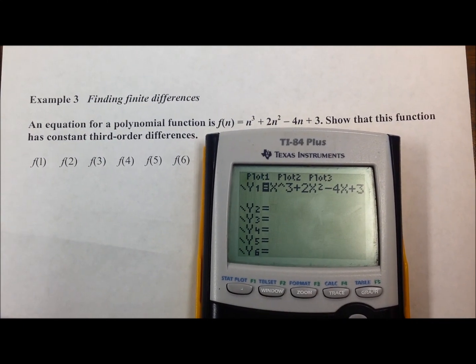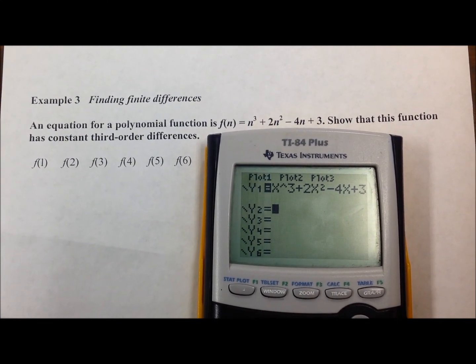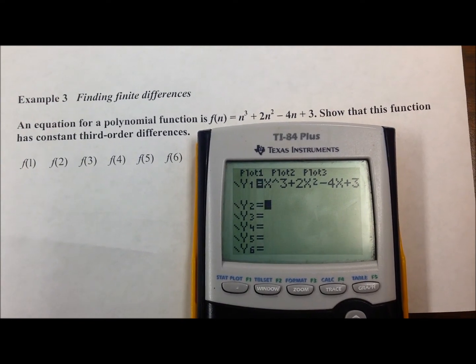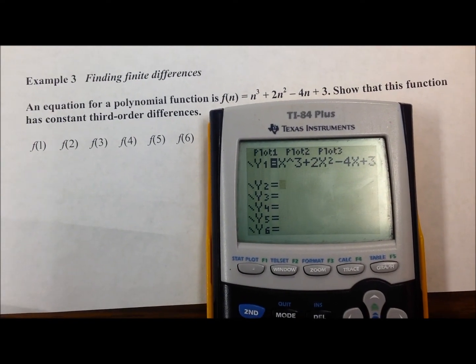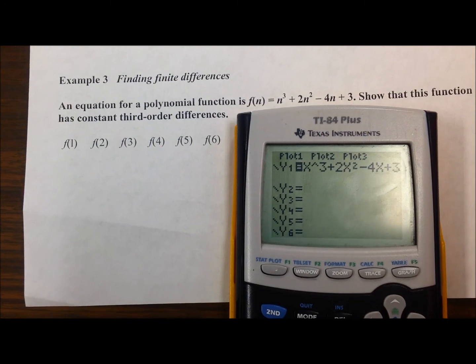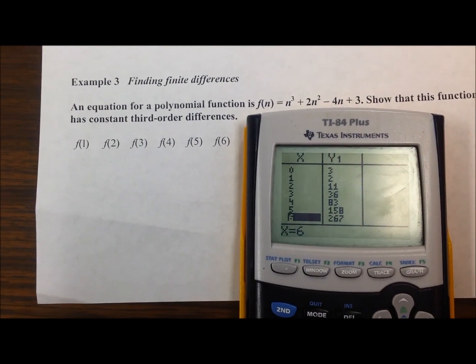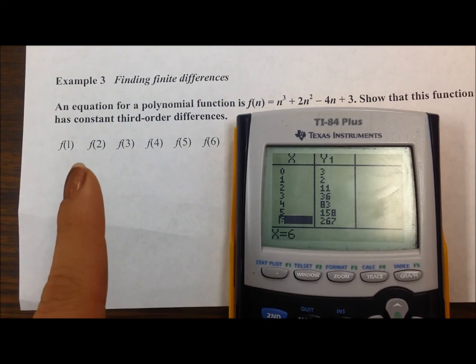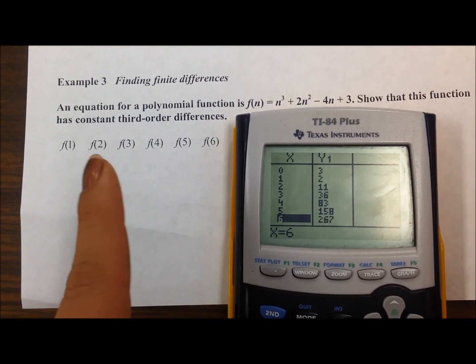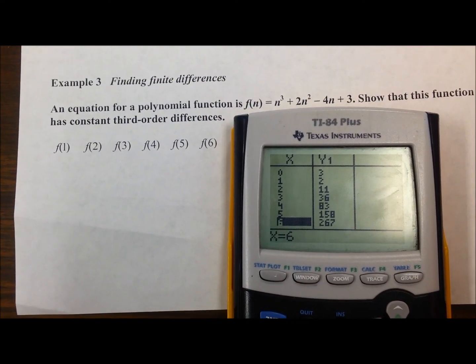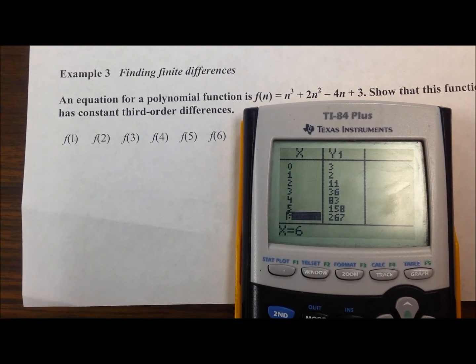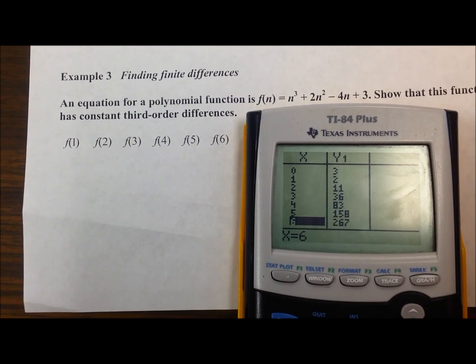Okay, so for that last example, example 3, you do need to plug it into your calculator, and I'm showing it because I know most of you don't have calculators at home. From here, you will go to your table, and there's your table, and you're looking for the values of when f of x is, your x is 1, 2, 3, 4, 5, and 6. And they're right there: 2, 11, 36, 83, 158, and 267.